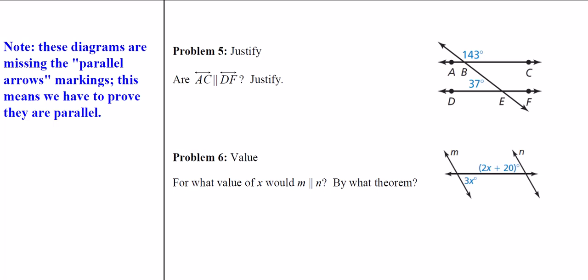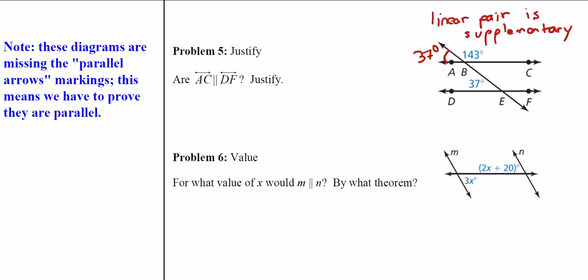So is line AC parallel to DF? Well, let's do some digging. What they gave us, this angle and this angle right here, these are not corresponding angles. They're not alternate interior angles. They're not alternate exterior angles. And they are not consecutive interior angles. However, this does form a linear pair. This also forms a linear pair.